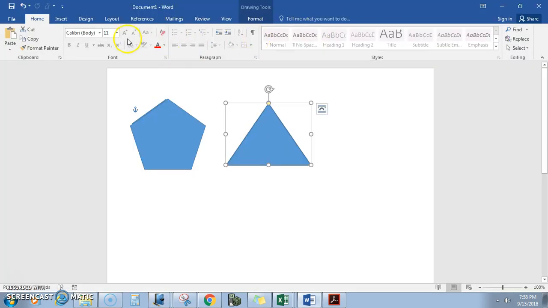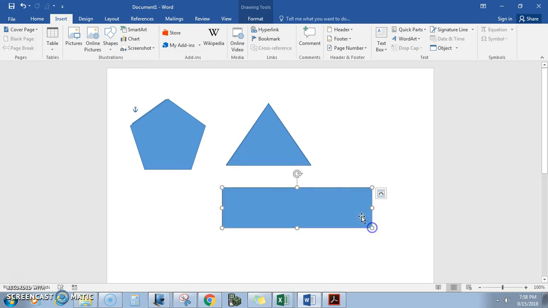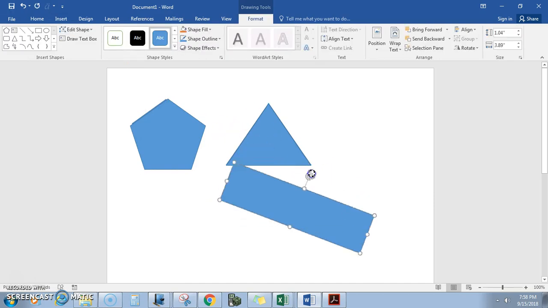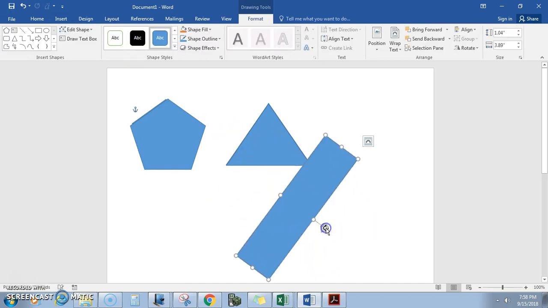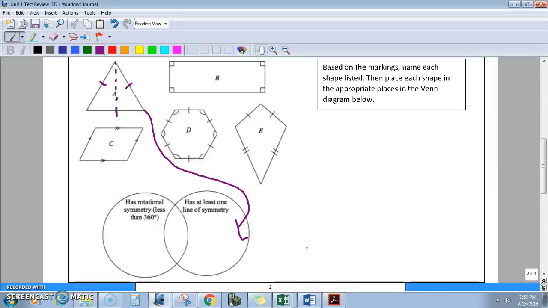Let's try this. Let's see. Insert, shape, rectangle, draw it. We'll rotate it 90 degrees. Oh, keep going. Okay, 180 degrees, it's the same thing. So that's less than 360. So we are going to put this in the middle because it has both, right?